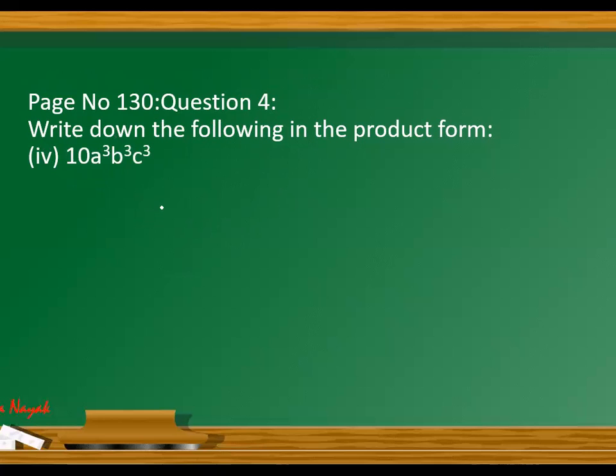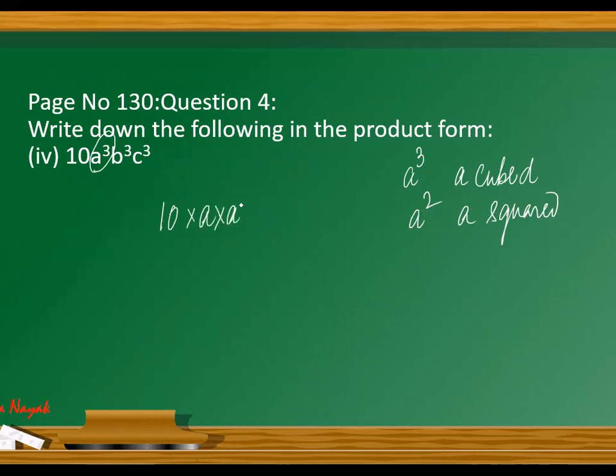Next, 10 a cube b cube c cube. a power 3 we read as a cube, or simply you can write a cube. So 10 a cube means a how many times? 3 times. b how many times? 3 times. c how many times? 3 times. So this is the answer.